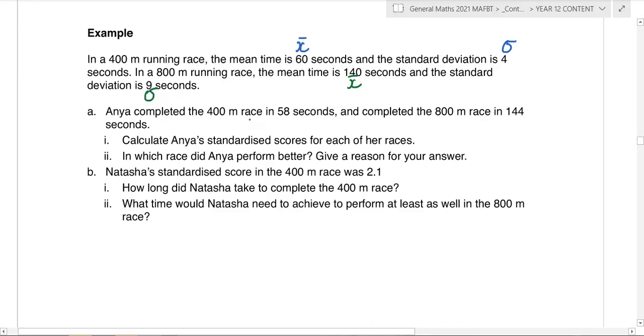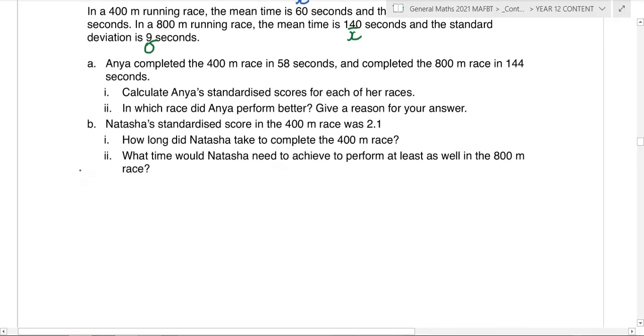And you competed in a 400-meter race in 58 seconds and completed the 800-meter race in 144 seconds. Calculate your standardized score for both races. Which did she perform better in? Okay. So let's do A.